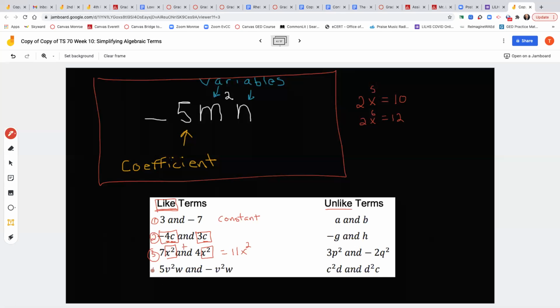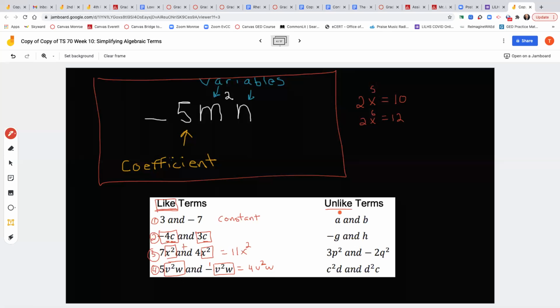And likewise, example number 4 here, you've got 5v squared w and minus v squared w. Now, what's similar on this? Everything related to the variable here, v squared w, and I've got a v squared w minus v squared w. So that's like minus 1 v squared w. Thinking about it mathematically, those are like terms, and that would equal 4v squared w, because I have 1 here and I have 5 there. So it's 1 from 5, it's 4.